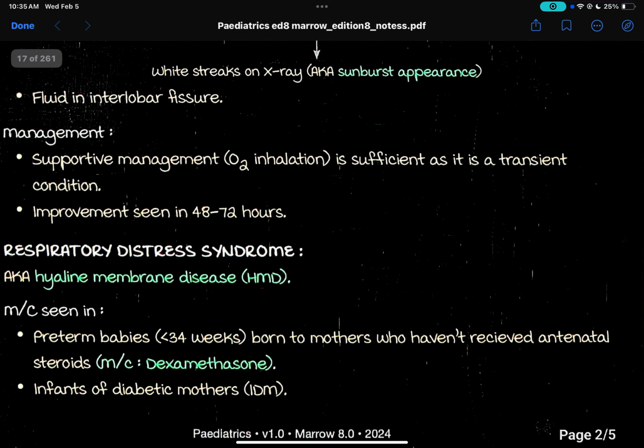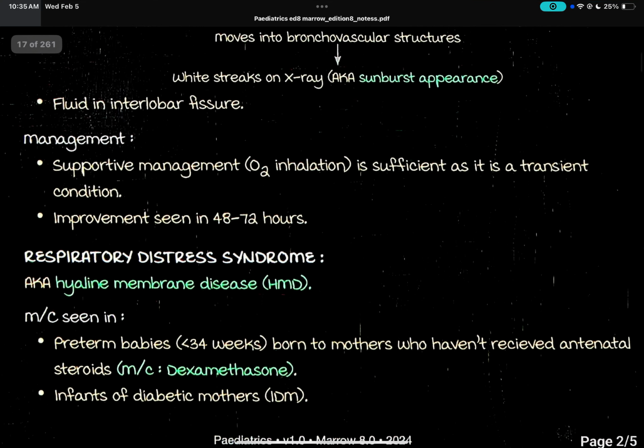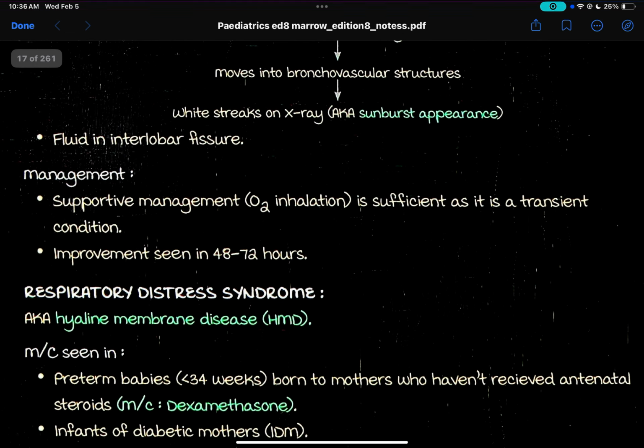Respiratory distress syndrome, also known as hyaline membrane disease, is most commonly seen in preterm babies, that is less than 34 weeks, and born to mothers who haven't received antenatal steroids, of which the most commonly used is dexamethasone.